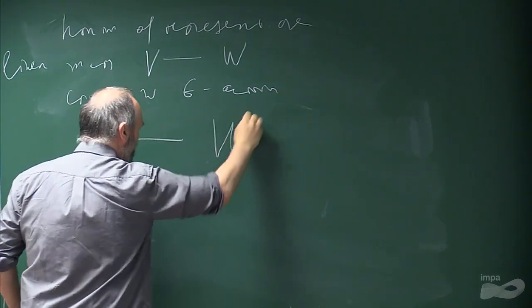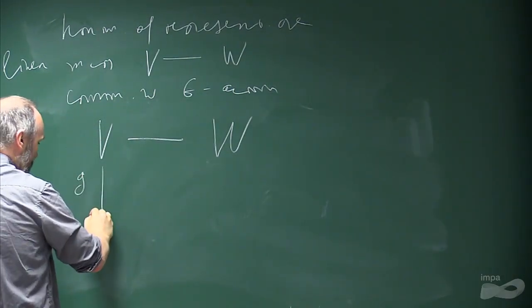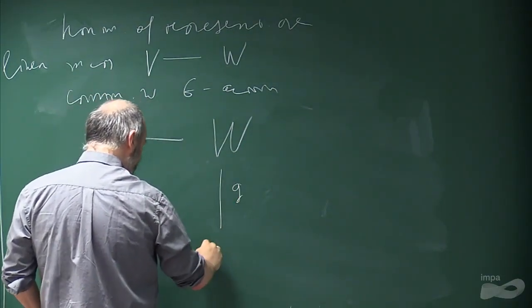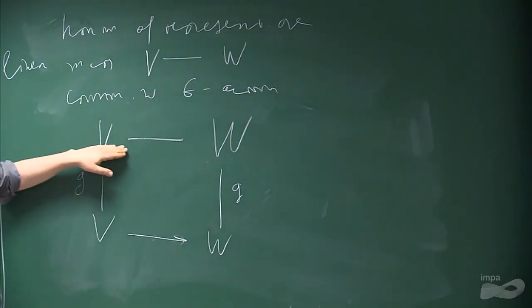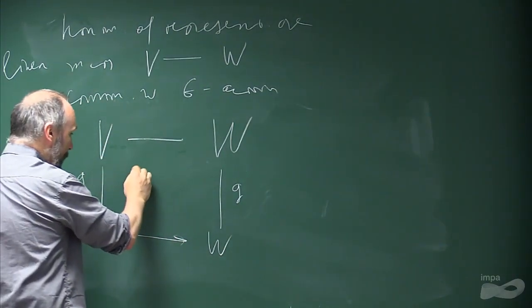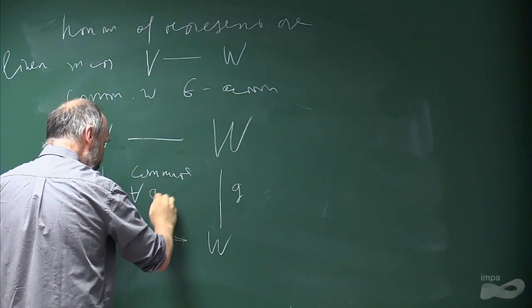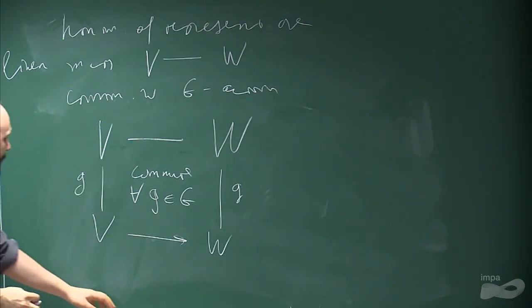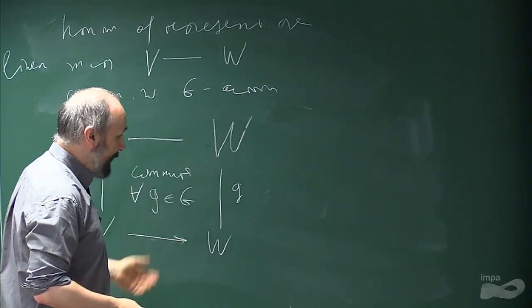So you have a map from V to W. You have element g, which also maps from V to V, and the same g maps from W to W. This is because G acts linearly on V and on W. This should commute for all g inside your group. This means that they're compatible. So the way it acts on V and the way it acts on W is the same.